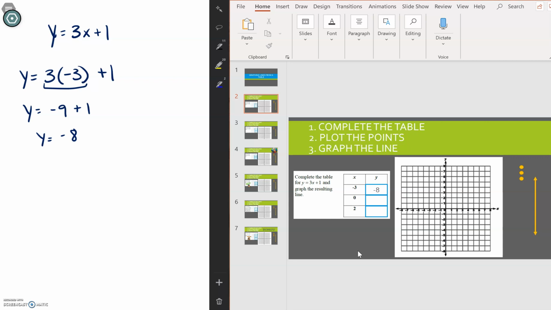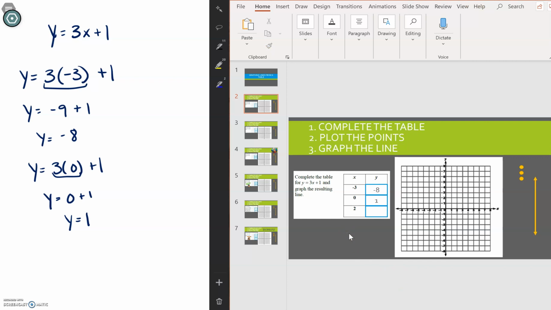All right, the second value we need to evaluate this equation at is 0. So we have y equals 3 times 0 plus 1. And anything times 0 is just 0, so our y value is 1. All right, so we're going to come over here and select this box. Once it's selected, we can type in our y value.